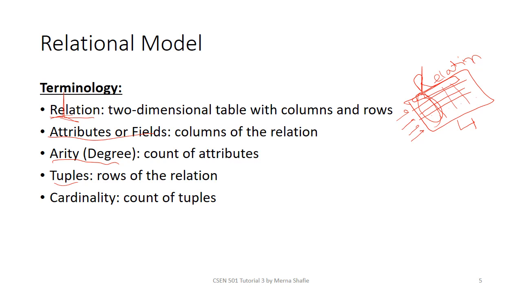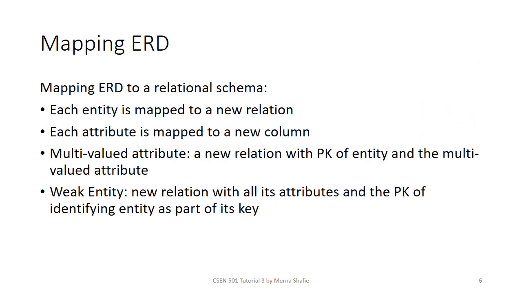The next one, the rows are called tuples. If I'm talking about the rows of the relation, then I will call it a tuple of the relation. A row is a tuple of the relation. And the cardinality is the count of the number of rows.